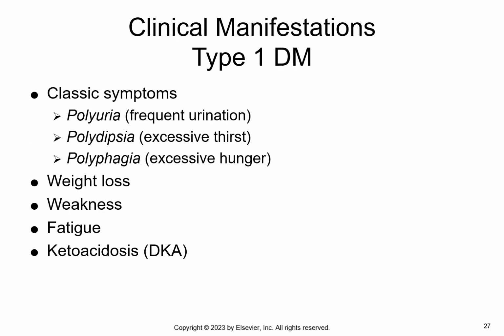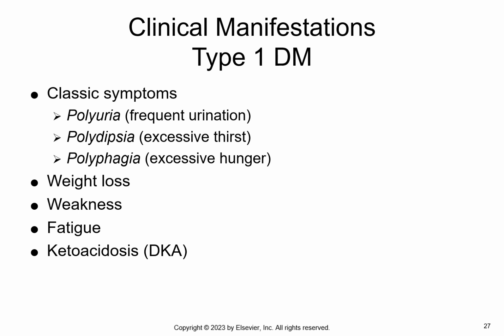What are the classical symptoms? Everybody knows the polyuria, polydipsia, and polyphagia. Polyuria meaning frequent urination, polydipsia, excessive thirst, polyphagia, excessive hunger. Some of the other problems that occur with it is weight loss, weakness, fatigue, and ketoacidosis. The osmotic effect of excess glucose in the bloodstream causes the polydipsia and the polyuria.